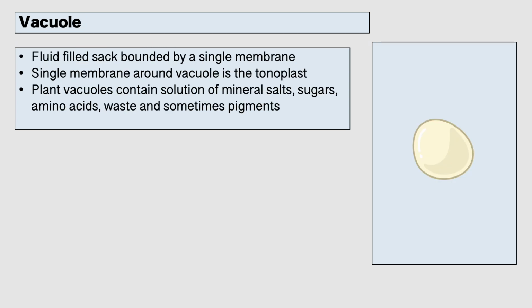Vacuoles are fluid-filled sacs bounded by a single membrane. The single membrane around the vacuole is the tonoplast. Plant vacuoles contain solutions of mineral salts, sugars, amino acids, waste, and sometimes pigments.